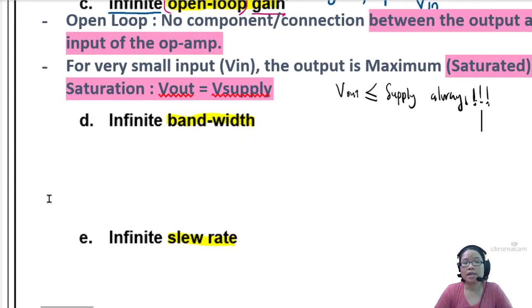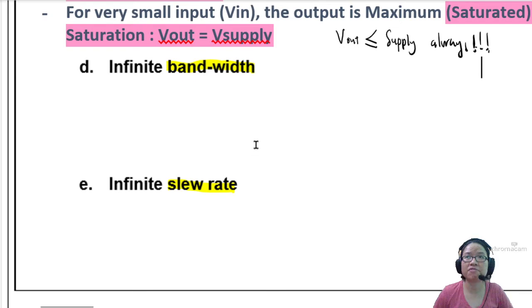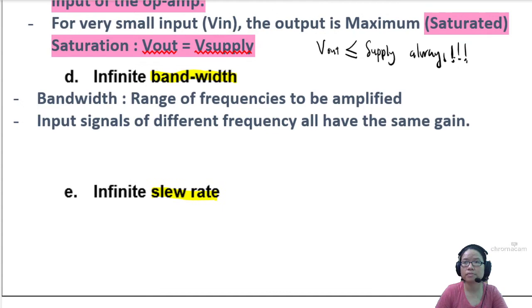Right. The fourth property is infinite bandwidth. Now, you probably heard of this term bandwidth before. Like you go and say, oh, I want a large bandwidth for my internet. But what is bandwidth? Okay, so this is what is meant by bandwidth. You will see more of it in your chapter 16, communications. But bandwidth can, roughly speaking, be the range of frequencies to be amplified.